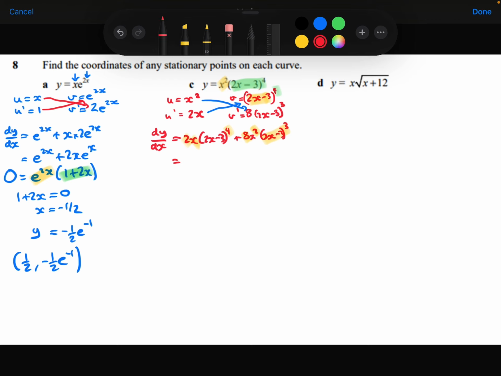So factorising all of those out, the 2x and the 2x minus 3 cubed, which will leave us on the inside with a 2x minus 3 from the first term and a 4x from the second term. And you could do a quick check here. You could do this times this is this, and this times this is this.